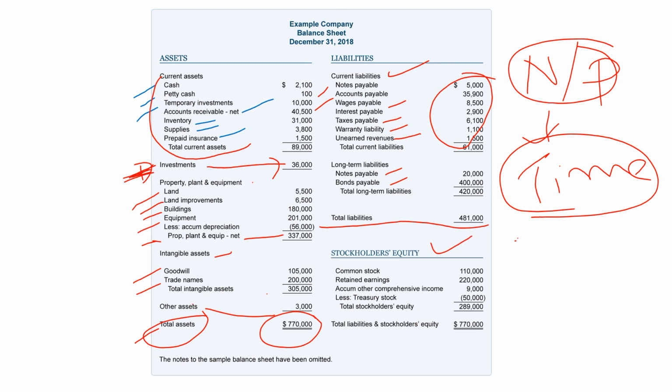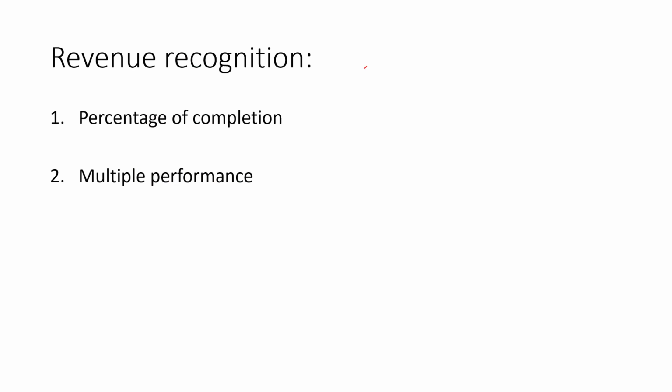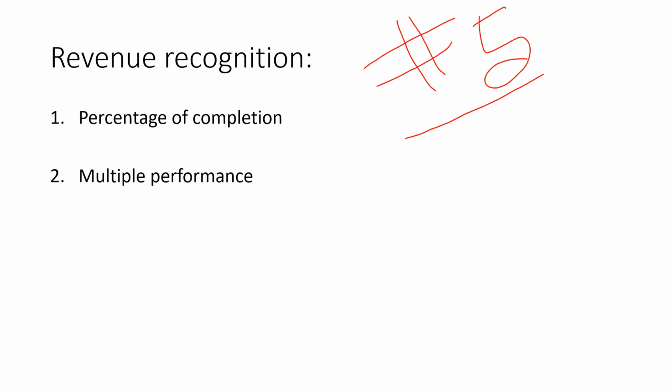And in stockholders' equity, we have common stock, retained earnings, accumulated other comprehensive income, and treasury stock. So finally this is our liabilities and owners' equity. And from chapter 5 we have already solved this kind of problems in our class: the percentage of completion and multiple performance obligations, and you will also find similar types of problems in our CRP1.